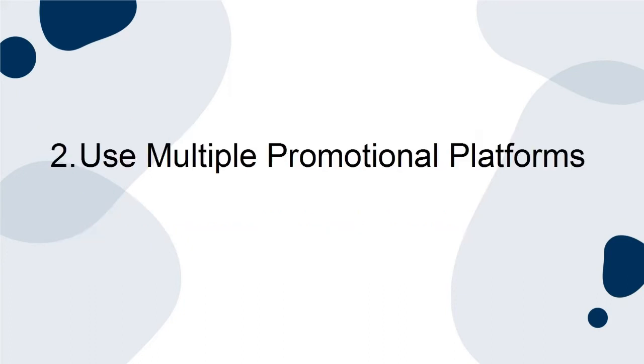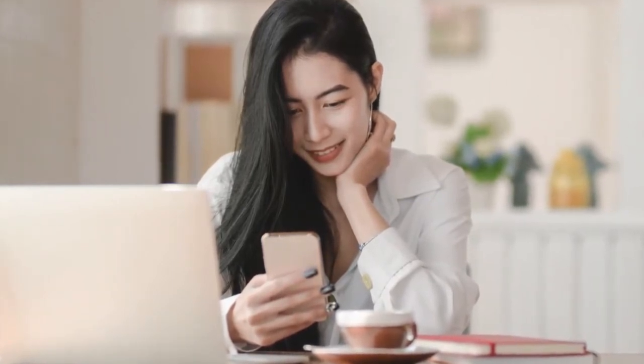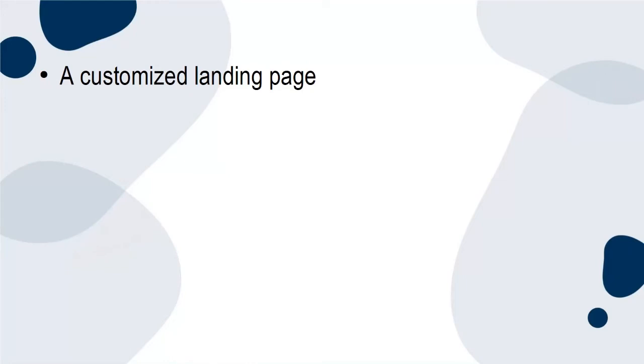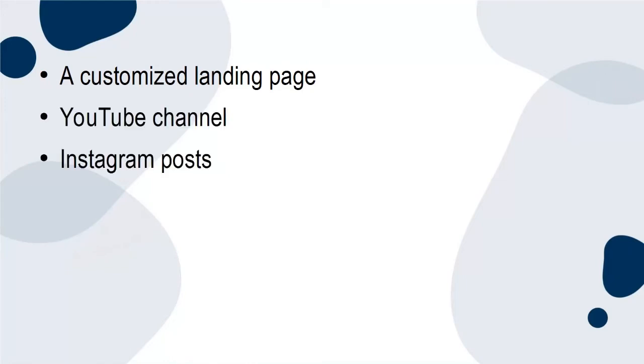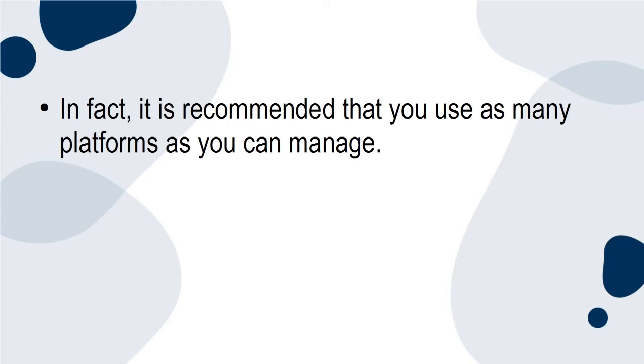2. Use multiple promotional platforms. The second way to market your online course is to use multiple promotional platforms. Sure, you probably use your blog and Twitter account to promote your course, but there are many other platforms that you can use to reach more potential customers. A customized landing page, YouTube channel, Instagram posts, Snapchat stories, and Reddit are all great platforms to promote your online course. In fact, it is recommended that you use as many platforms as you can manage.